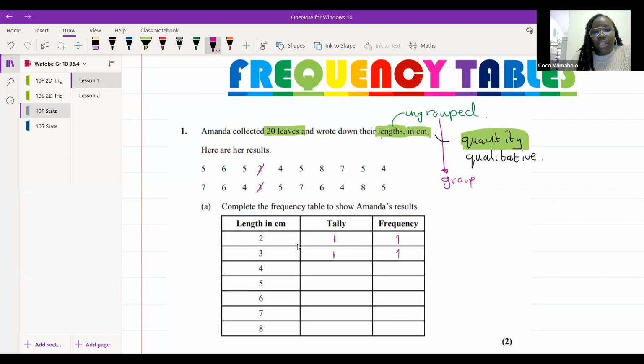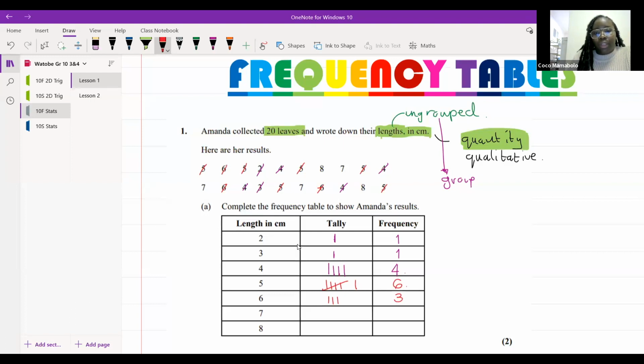How many 4 centimeter leaves do we see? I'm going to count. 1, 2, 3, 4 leaves. So the frequency is 4. Right, let's go to 5, guys. Count 5 for me. Okay, 1, 2, 3, 4, 5, 6. If I had to put this as a tally, I would go 1, 2, 3, 4, 5, 6. And we know that the frequency of the 5 is 6 times. Right, what about 6, guys? 6 centimeter leaves. 1, 2, 3. There is 3 of them.